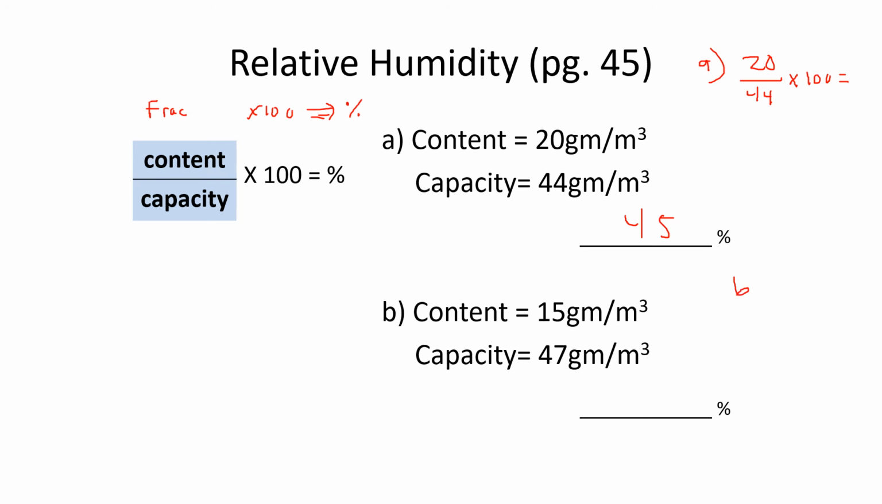All right, for B, do the same thing. Plug in the numerator, divided by the denominator. For the top one, you need 20 divided by 44 and then times 100. For B, 15 is the content, 47 is the capacity, times 100 to get percent. This is a little better. 31.98. About 32. Yeah, we can round to about 32%. A little bit better, but still nasty. That's nasty weather.